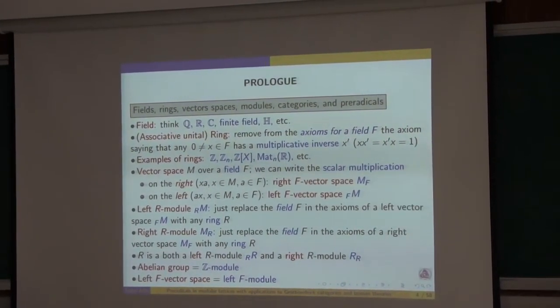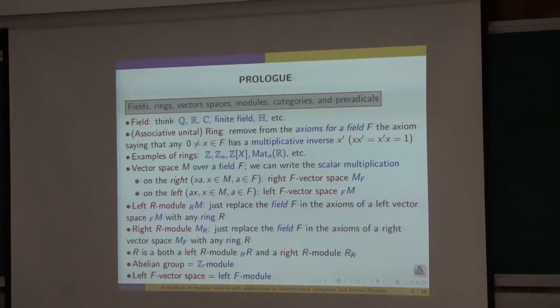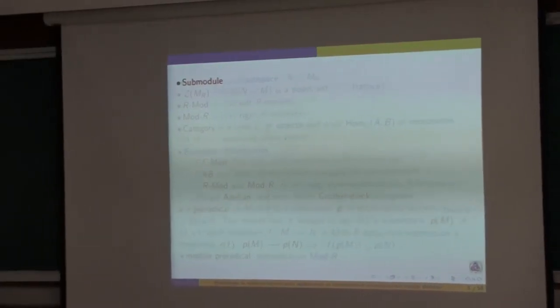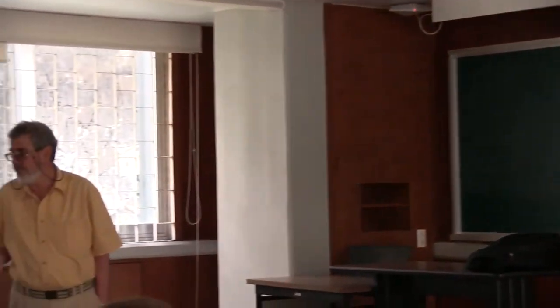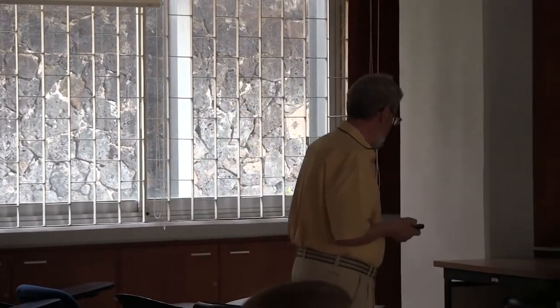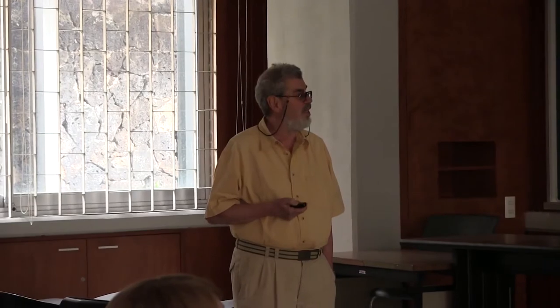So we have the notion of model, which is the basic ingredient in all that follows. What is a subgroup? You see what the subspace is, and you get what the subgroup is. And you write it as N is less than or equal to M. This is the notation we'll be using throughout our talk. The set of all submodules is a poset, a partially ordered set, that actually is a lattice with respect to the inclusion.